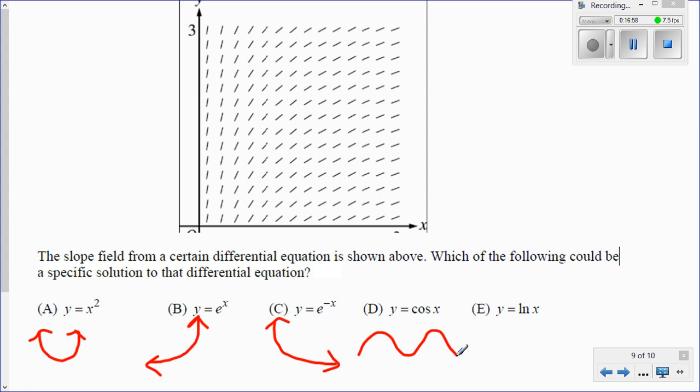Okay, natural log of x. Natural log of x looks like this. Now I think we have a match. Because notice, if you were to follow, and again, think of these as like the waves in the ocean, which direction are the waves going to push the boat? Hopefully you can see that shape within the slope field. So it looks like our specific solution is y equals natural log of x.